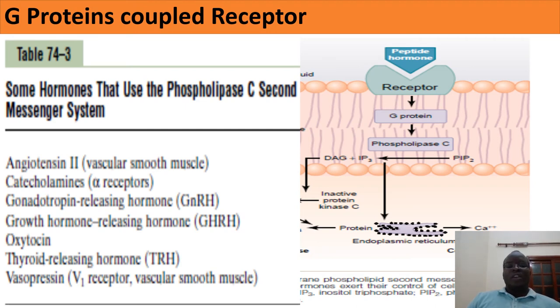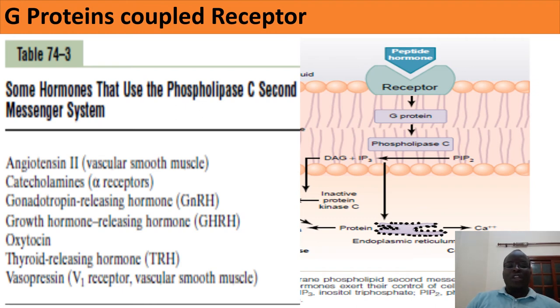The gonadotropin releasing hormone is going to increase the release of growth hormone, for instance. Why? It's because it's going to increase the activation of phospholipase C and mobilizing calcium. Calcium is required for exocytosis. So you find that under the influence of gonadotropin releasing hormone, the release of growth hormone is going to increase. Why? It's because it's going to increase calcium levels that will bring about exocytosis.